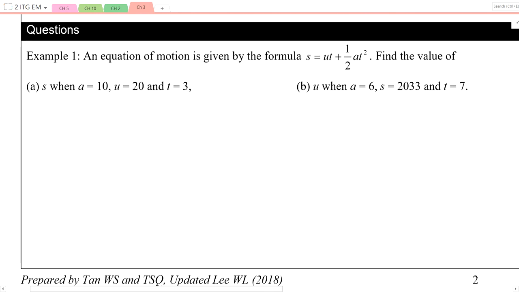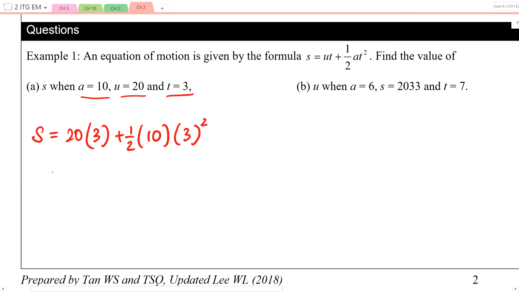Okay, first question over here. Here we have a formula. It is given by S equals ut plus half at squared. Find the value of S when a, u, and t are of these given values. So just substitute them in. S equals ut plus half at squared. That will give us 60 plus 45, which is 105.